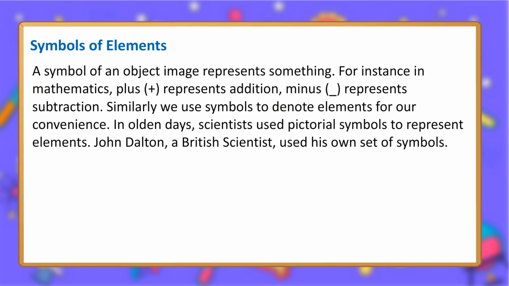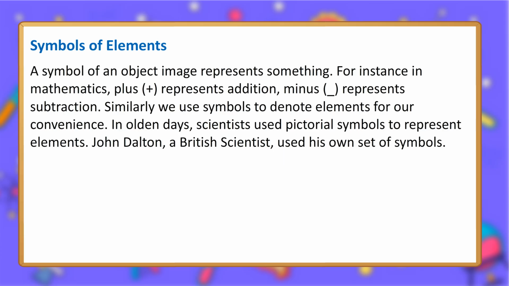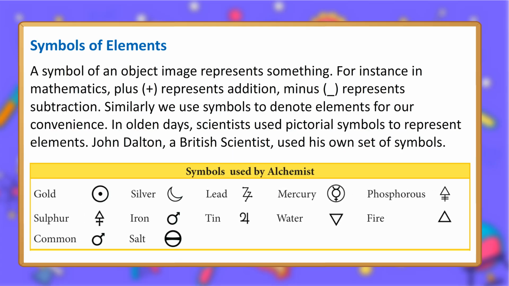Symbols of elements. A symbol of an object or image represents something. For instance, in mathematics, plus represents addition, minus represents subtraction. Similarly, we use symbols to denote elements for our convenience. In olden days, scientists used pictorial symbols to represent elements. John Dalton, a British scientist, used his own set of symbols.